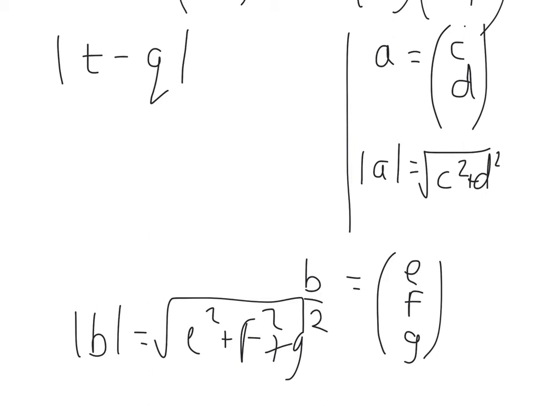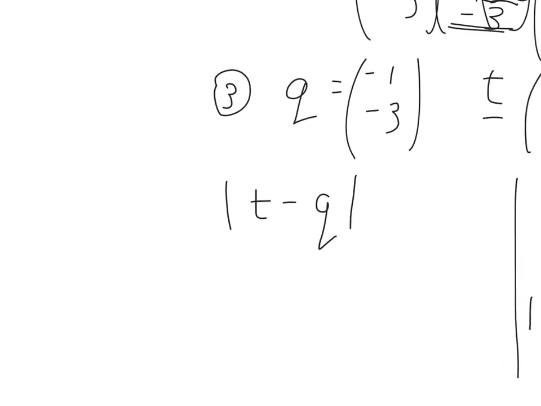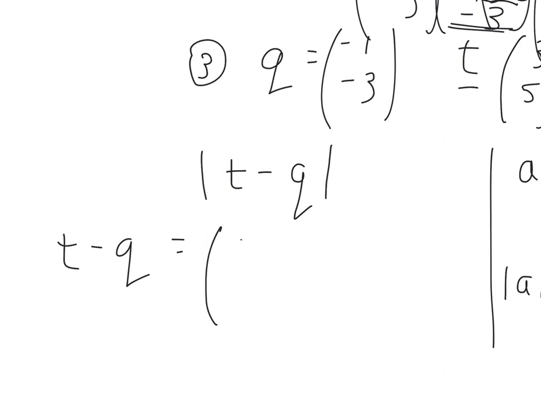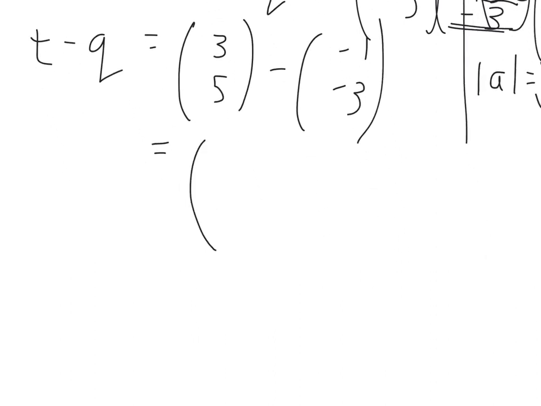So we're looking for the magnitude of T minus Q. So we need to first of all find the resultant vector T minus Q. So the vector T is 3, 5, and we're going to subtract the vector Q, which is minus 1, minus 3. So 3 minus minus 1 is 4. 5 minus minus 3 is 8. So that's the vector. Now we're going to find the magnitude.